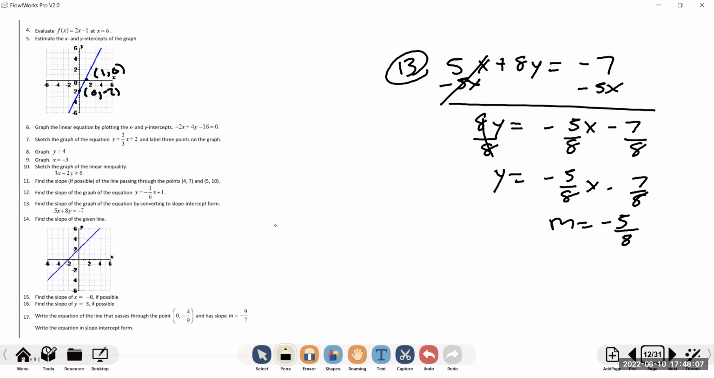Now let's find the slope of the given line in this graph. My slope is going to be my rise over my run. So looking just at my intercepts here, I'm going from (-2, 0) to (0, 2). My rise was 2, my run was 2. 2 divided by 2 is 1. So I'm going up 1, right 1, up 1, right 1, up 1, right 1.